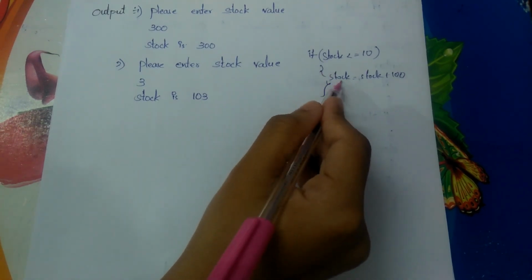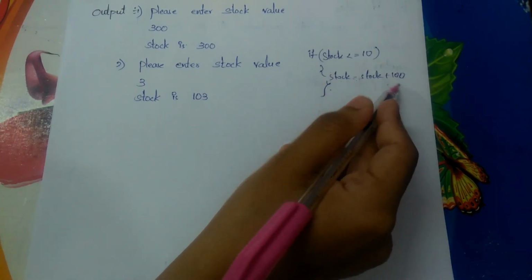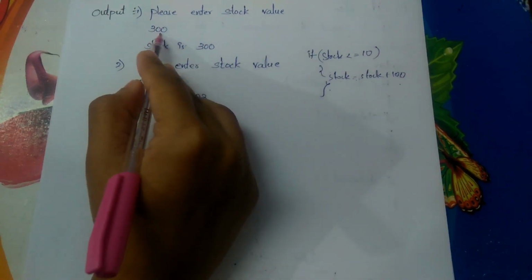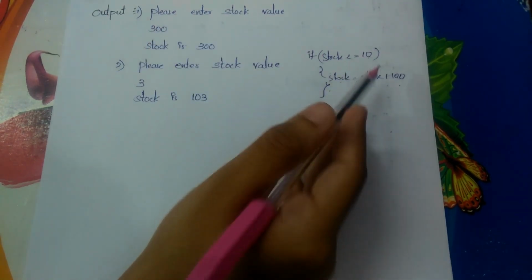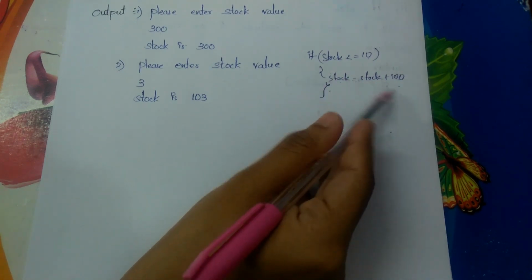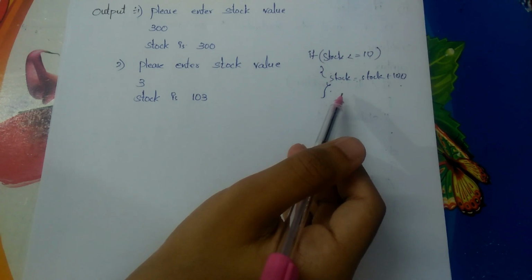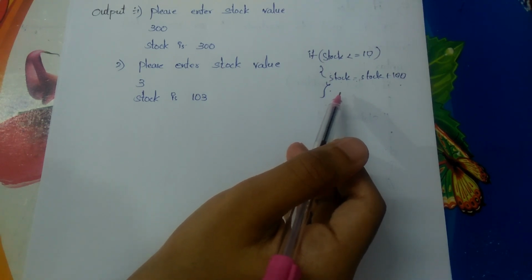Within the block, stock = stock + 100 executes only if stock is less than or equal to 10. But the value I gave, 300, is greater than 10. So that's why this statement does not execute. Then it goes directly to the printf statement, where we have written "stock is %d", and that %d is for the stock.